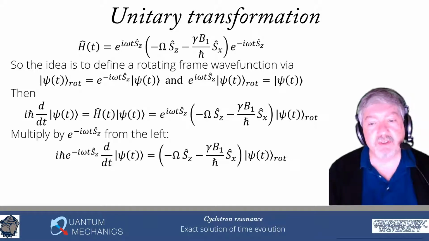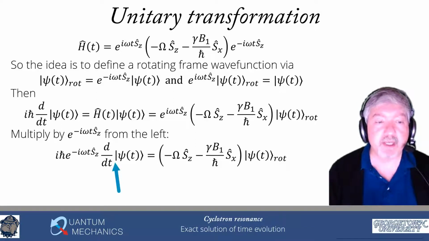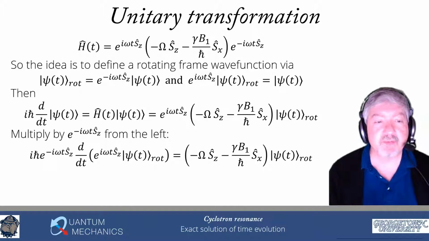And then what I'm going to do is multiply by 1, multiply by e to the plus i omega t e to the minus i omega t. e to the minus i omega t times psi of t is just equal to psi rotating. So I can replace that derivative by e to the i omega t sz psi rotating frame of t. Now I can take the derivative.